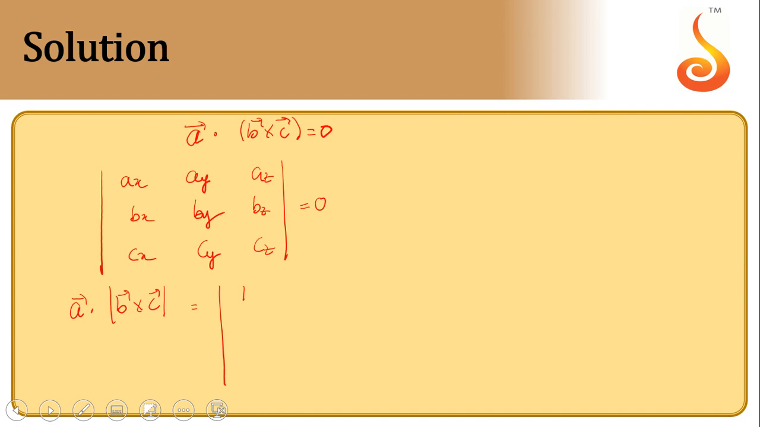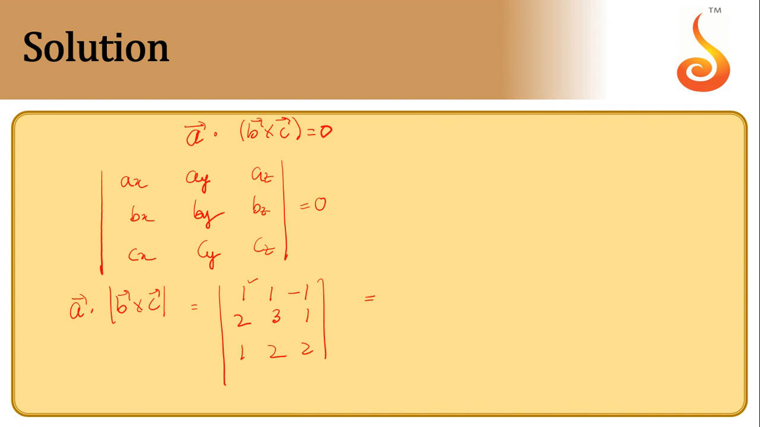1, 1, minus 1, and we have 2, 3, 1, and 1, 2, 2. Let us simplify this.